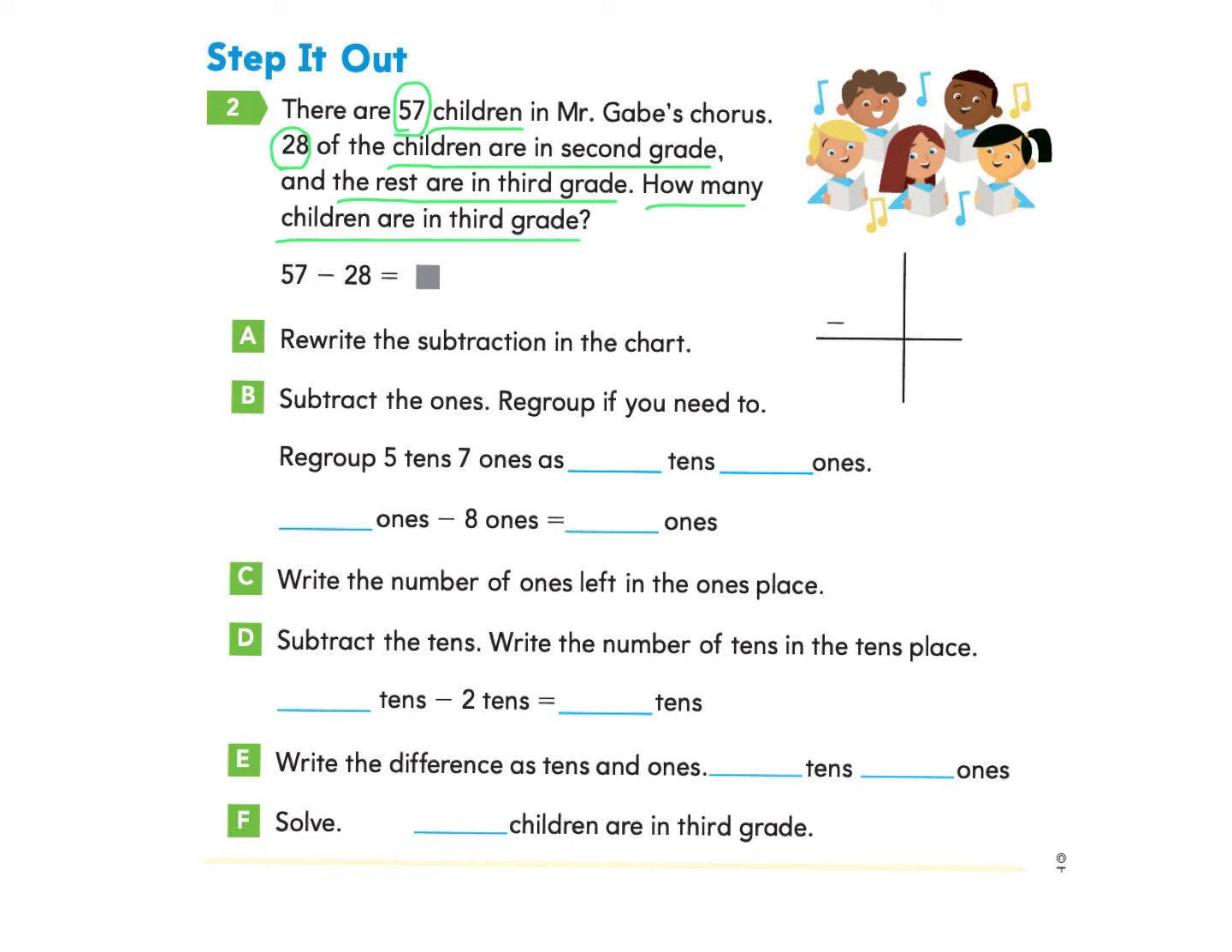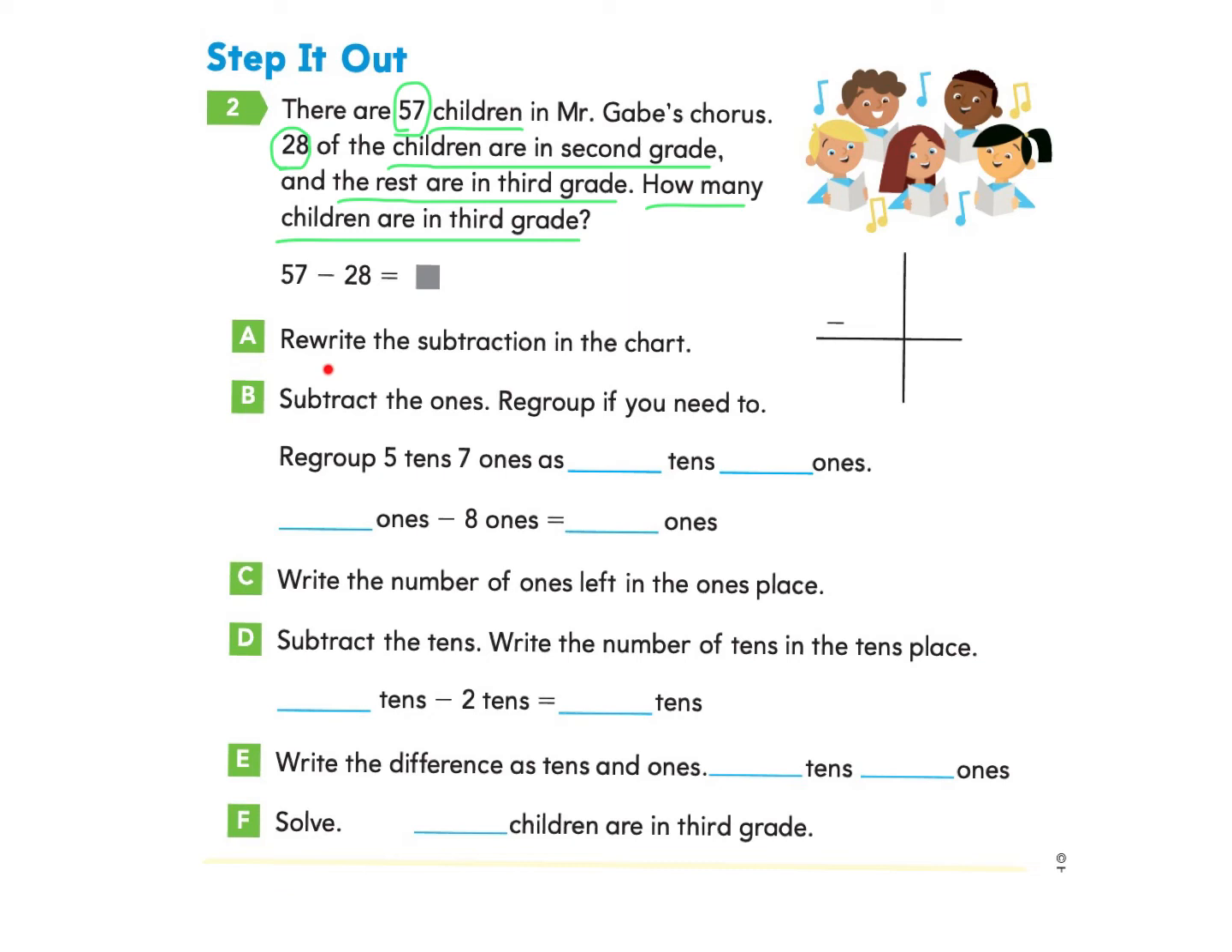And then we have this great subtraction problem here that shows the 57 that are in Mr. Gabe's chorus, and then the 28 that are in 2nd grade, and then the unknown right here are the kids that are in 3rd grade. So we have 57 take away 28 is going to give us the amount of students that are in 3rd grade. All right, let's follow the directions.